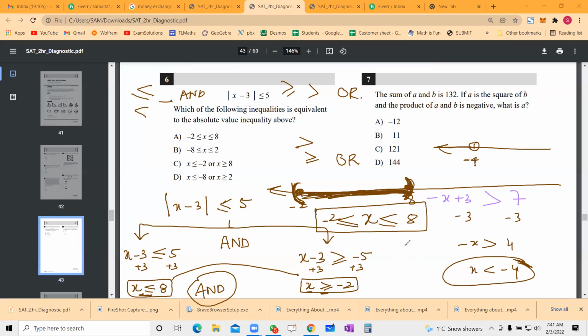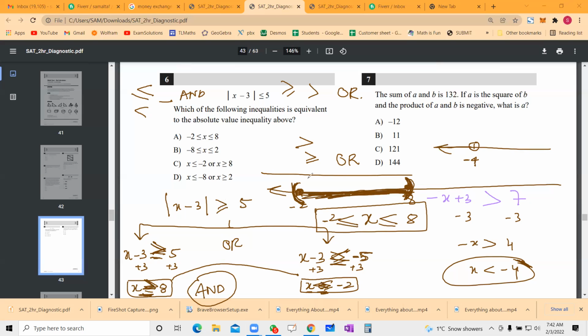But if the question would have been greater than or equal to 5, then the condition would be different. It would be "or" at the center. It'll be greater than or equal to here, and then less than or equal to -5. But when you solve it, you won't be able to combine them. You'll get the value as x is greater than or equal to 8 and x is less than or equal to -2.